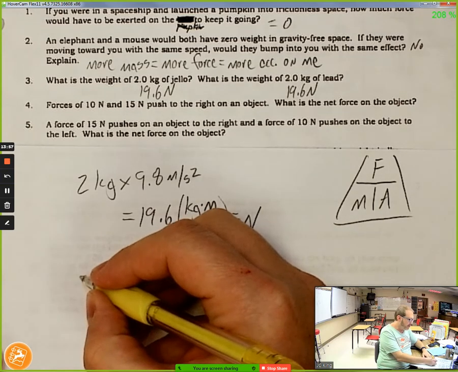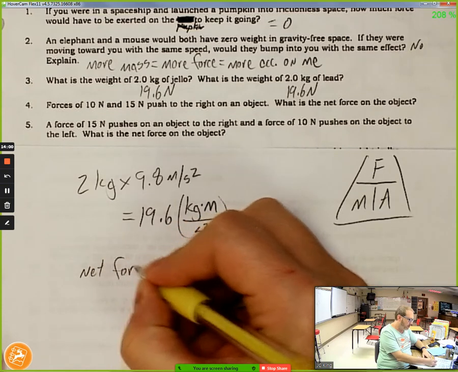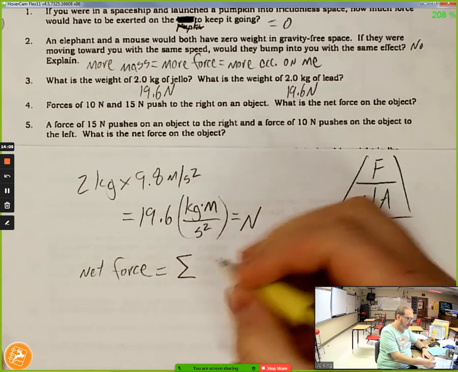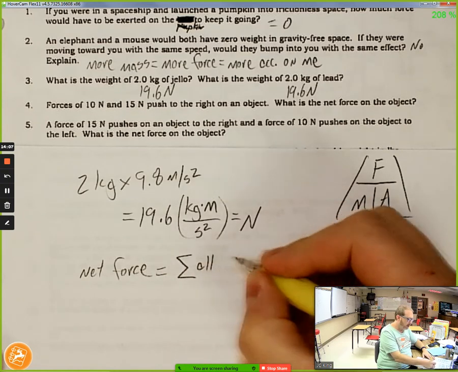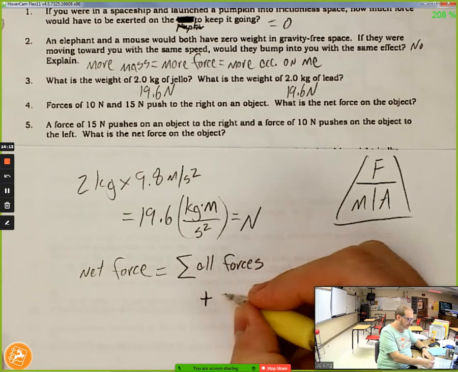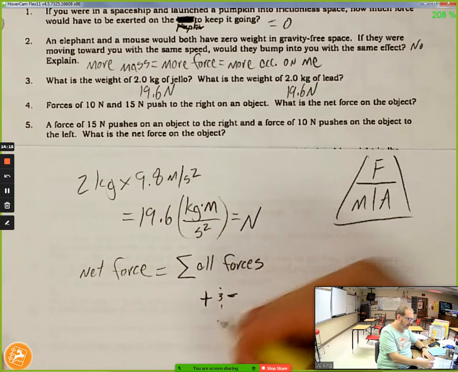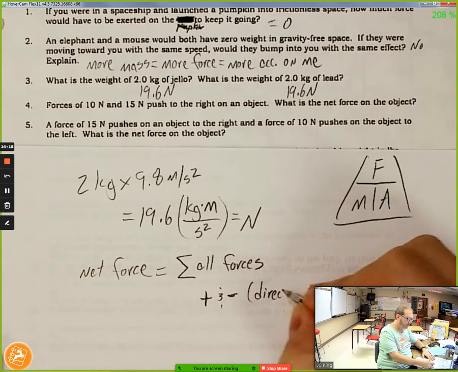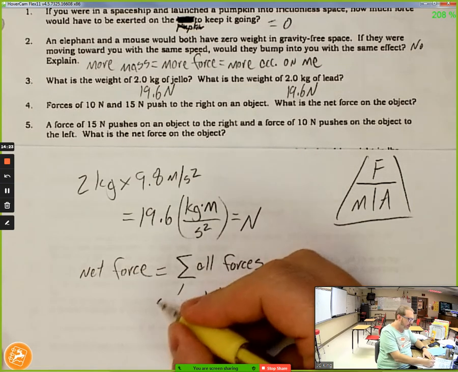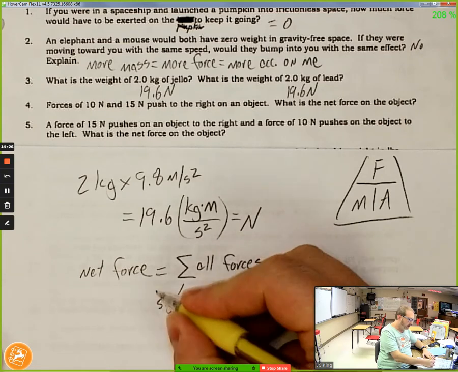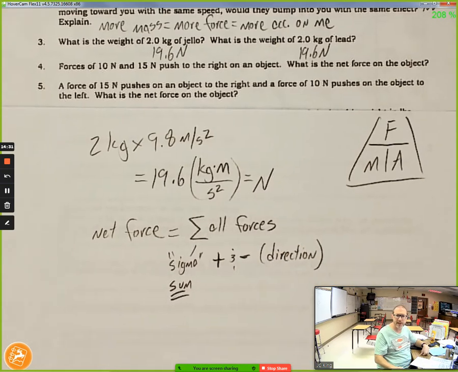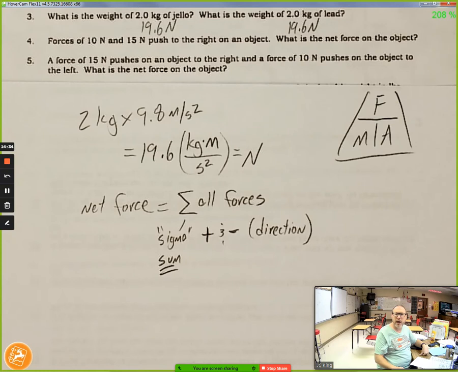So net force is the sum of all forces. You have to remember that positive and negative have to do with direction. This right here is the Greek letter sigma. It means the sum of something. So anytime you see a sigma, that's what that means from here on out.